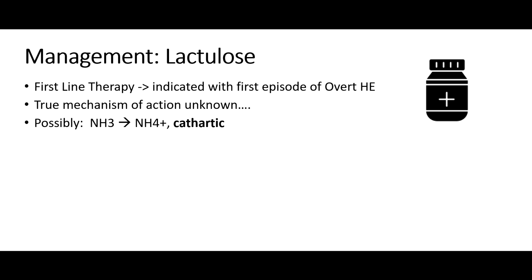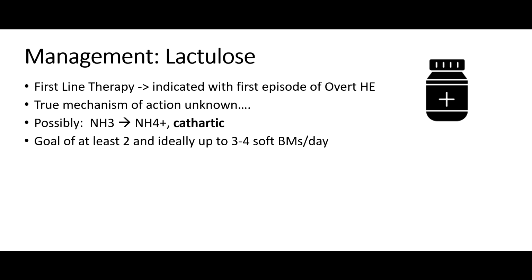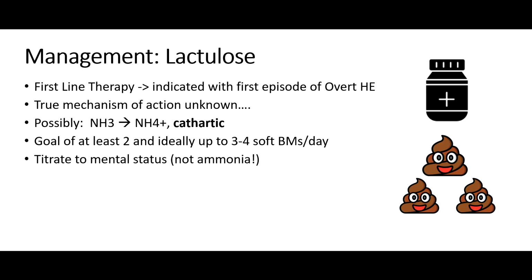Moving things along and having regular bowel movements, I always tell my patients, is good for everybody. The older we get, the more important we realize having regular poops is. So the key thing is actually maintaining a good bowel regimen in these patients. The goal in general is titrating to have at least 2, and it depends on the person. They learn how much they need per day. 3 to 4 soft bowel movements. There we go, happy poops. And you're going to titrate it to their mental status, not the ammonia.